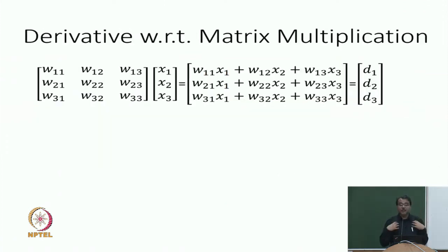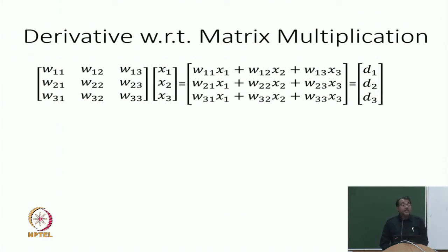So, if you are like me who gets confused with linear algebra, it is slower, but it is always a good idea to expand it out and check what is happening. It gives you the clarity. So, let us say I have a 3 cross 3 W matrix, and a 3 cross 1 vector of x's, and when I multiply them I will compute again a vector of d's, which is again 3 dimensional. So, the expression W11 x1 plus W12 x2 plus W13 x3 will be d1, and so on.